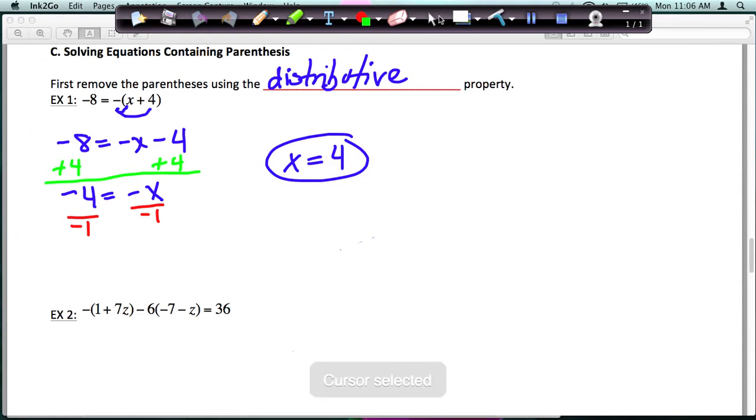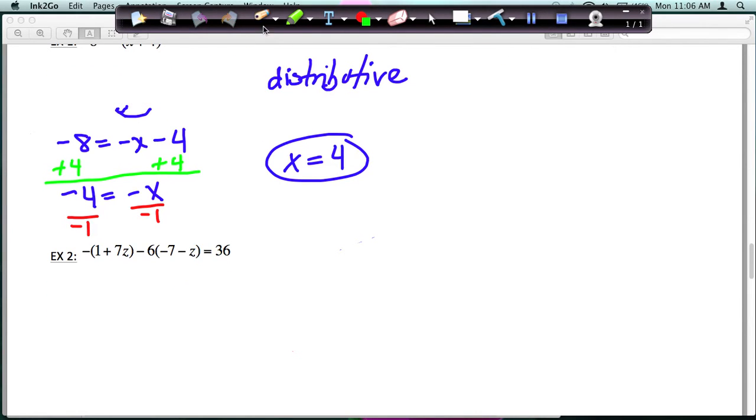Okay, let's go ahead and look at this example 2. In this case, we have two sets of parentheses and a number in front of both of them. So I need to distribute both a -1 through the parentheses and a -6 through the parentheses. So go ahead and pause this and do that distribution.